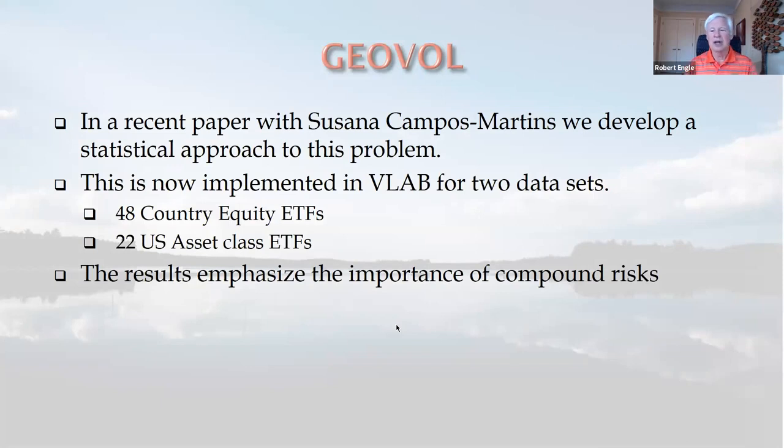So in a recent paper, Susanna Campos-Martins, who is at Oxford with David now, and I developed an approach to this problem, which is now implemented in VLAB and illustrates the kinds of pictures that I just showed you. So when many countries have high volatility at the same time, what it really means is that there is some event which shocked all the assets around the world and made their realized volatility substantially higher than it was predicted to be. And it's a multiplicative model, so this is percentage increase. So just briefly, there are two of these data sets now in VLAB. One is for 48 different country ETFs, and the other is for 22 asset class ETFs. And the results emphasize the importance of these kinds of compound risks.